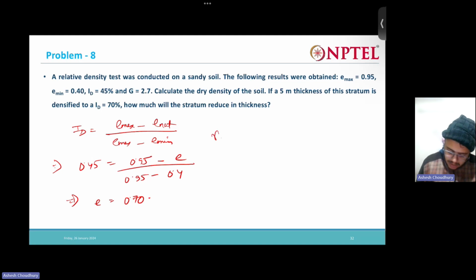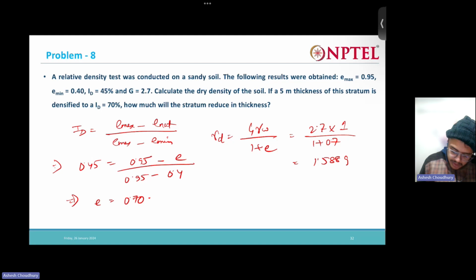Now calculate the dry density of the soil. Dry density of the soil is nothing but G gamma W by 1 plus E. Remember these relations. G is 2.7 into gamma W. Let us calculate it in gram per cc. So you put 1.7, and it will be 1.588 gram per cc. This is the dry density of the soil.